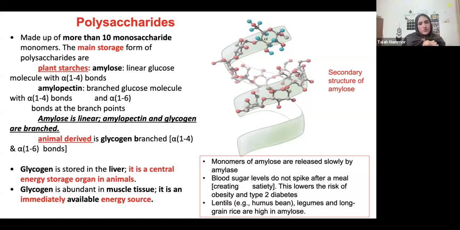Do you know what 1 to 4 or 1 to 6 means? Carbon. Yeah. Basically, the position where the glycosidic bond forms. Exactly. The glycosidic bond usually happens between C1 and C4. This is the alpha 1,4 in the linear structure. But when we're talking about the branches, it's going to be 1 with 6. Clear?